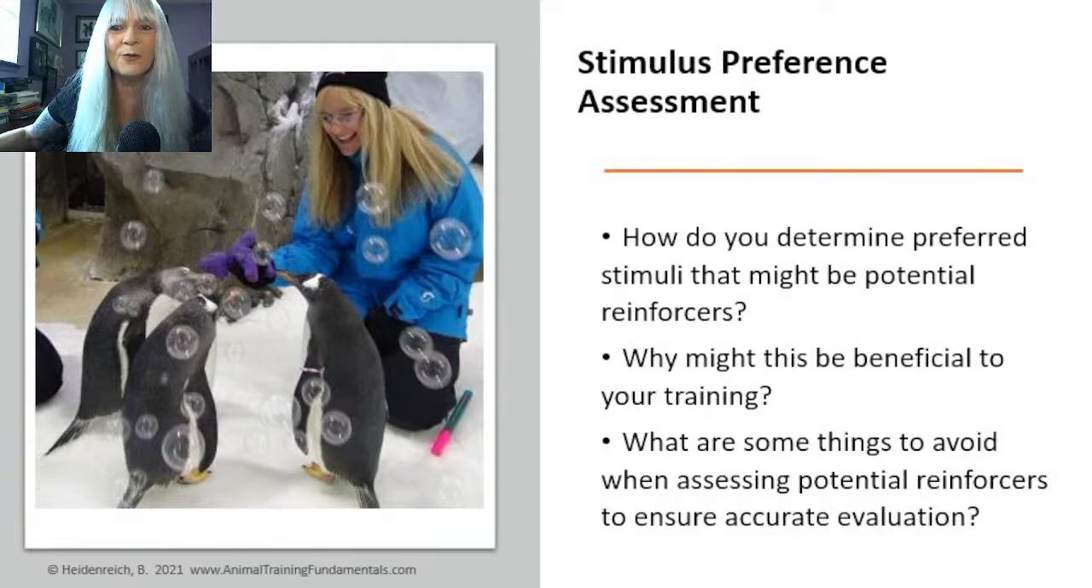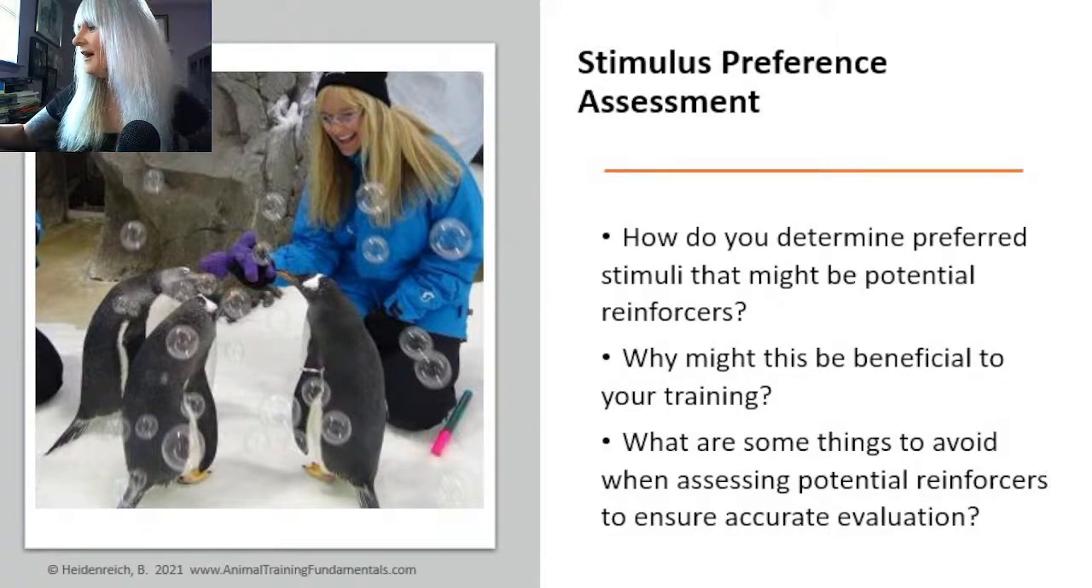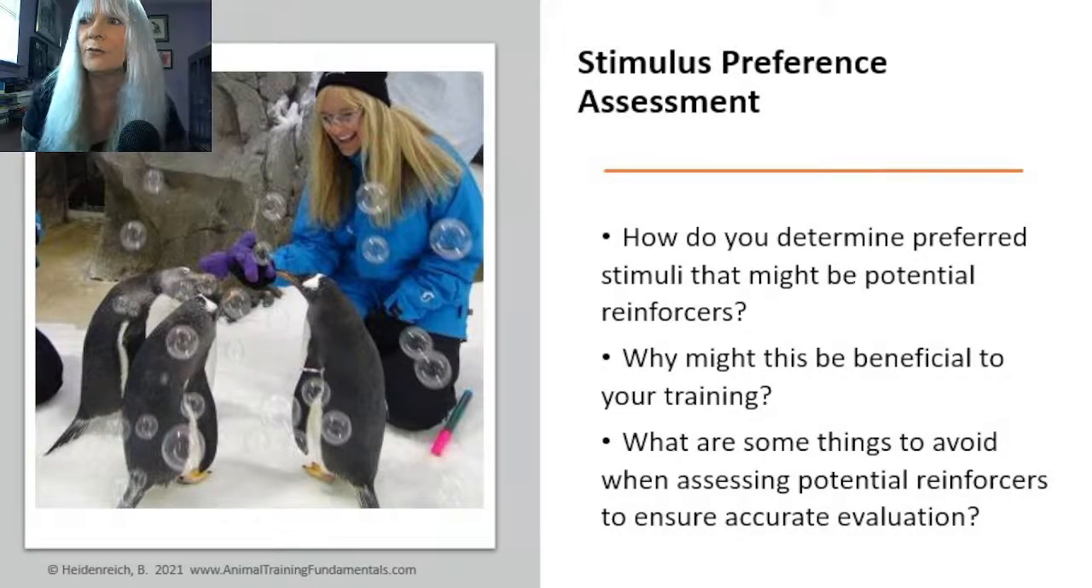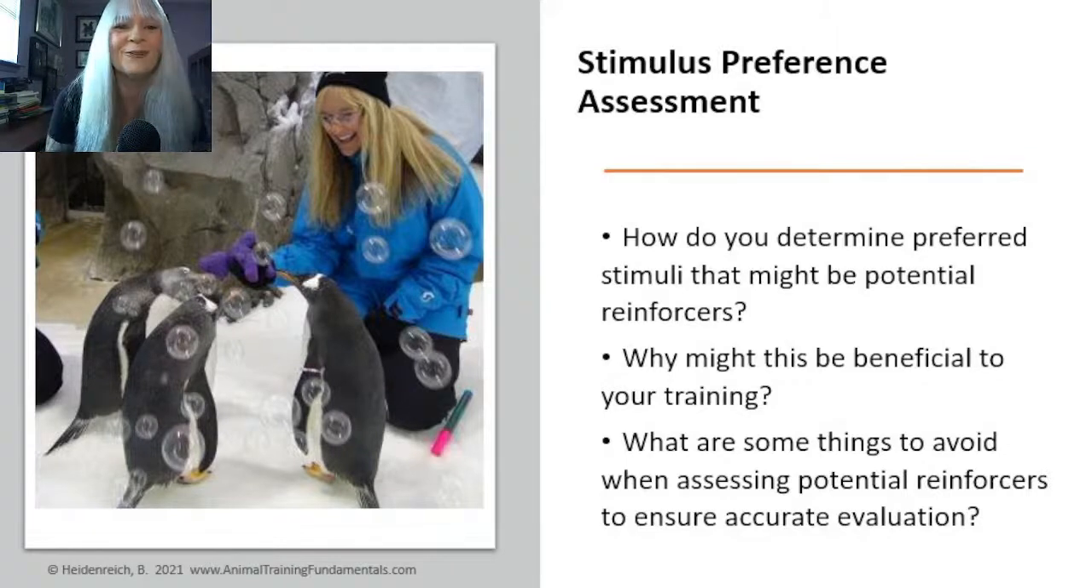What do you guys think? What are some strategies that you have considered for determining preferred stimuli that might be potential reinforcers? Okay, I'm starting to do choice participation. Which one do you want? Offer two items and see what they pick first. All right, there you go. That is absolutely one of our strategies, and it actually has a name. It's called paired stimuli. So we offer paired stimuli and see which one they choose first.